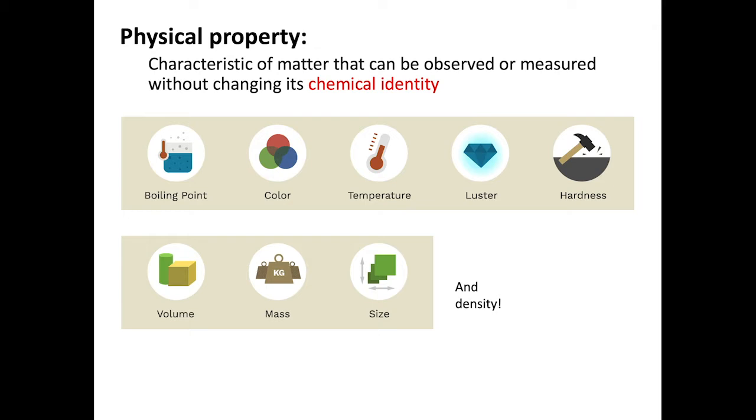If I boiled a pot of water, I could check the boiling point. I haven't changed the chemical structure of the matter. I could observe its color, measure its temperature. I could see how shiny it was, make observations there, its volume, its mass, size, and density, etc. To look at any of these properties, I don't have to change the chemical structure of the matter that I'm looking at.